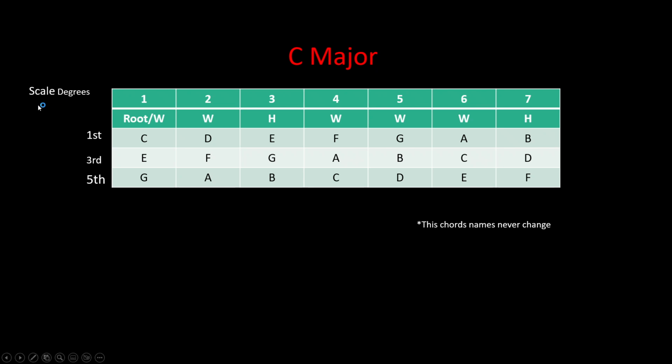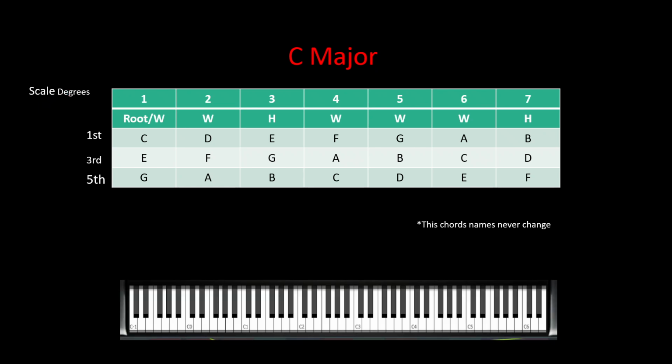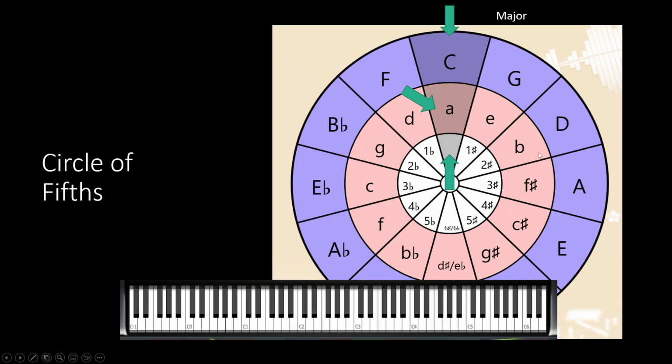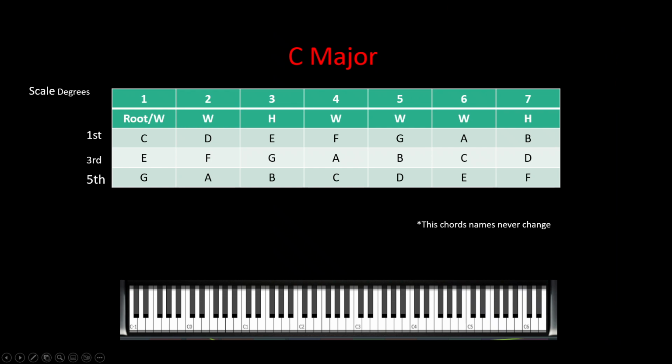Let me bring up the keyboard because you can't see that, right? And also, let me jump back to the circular fifths for a second. So we're going to do D major, right? That tells us there are 2 sharps. Okay, so now we're going to use that formula that we just learned.